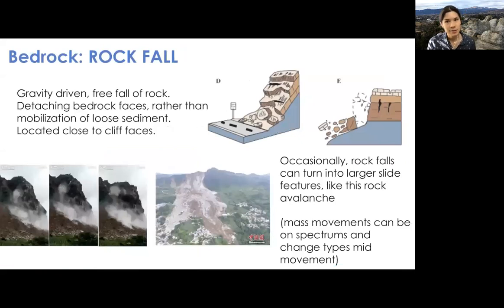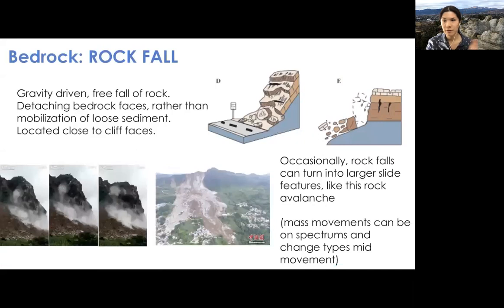Okay, and last but not least, we think about slides that occur just in bedrock. So now we're not really thinking about areas that have been weathered to have soil or any regolith. We get into rock falls. These rock falls are pretty much what they sound like. They are gravity-driven free fall of rock that relies on detachment of bedrock rather than mobilization of that loose regolith or soil. Since they're gravity-driven, they don't necessarily need to rely on water priming it.